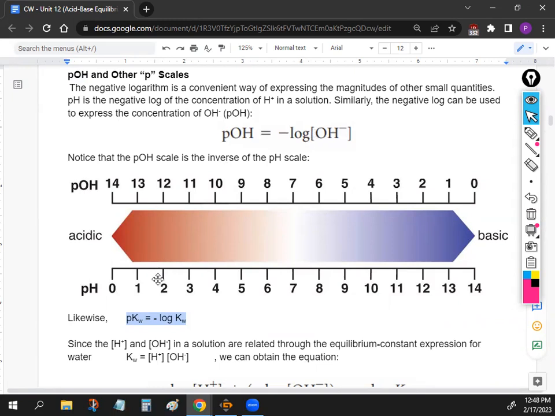Wait, so less than 7 is basic? Less than 7 is basic, yes, on the POH scale, which I think makes a lot more sense.